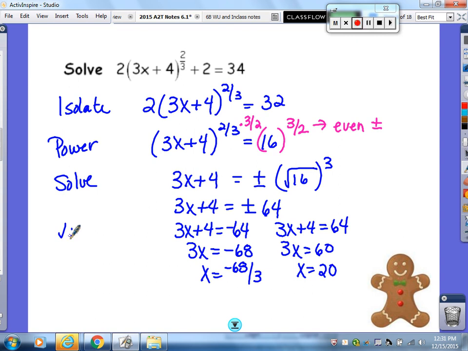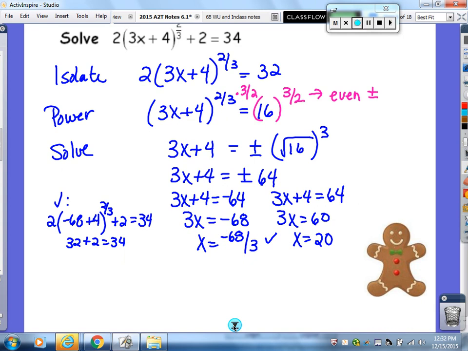All right, what is this going to give us? Let's try to do, let's see. We've got, that's going to give us negative 68 plus 4 to the 2 thirds plus 2 equals 34. This is going to give us negative 64. The cube root of negative 64 is negative 4. Negative 4 squared is 16. 16 times 2 is 32 plus 2 equals 34. This one's good. All right, let's check 20.